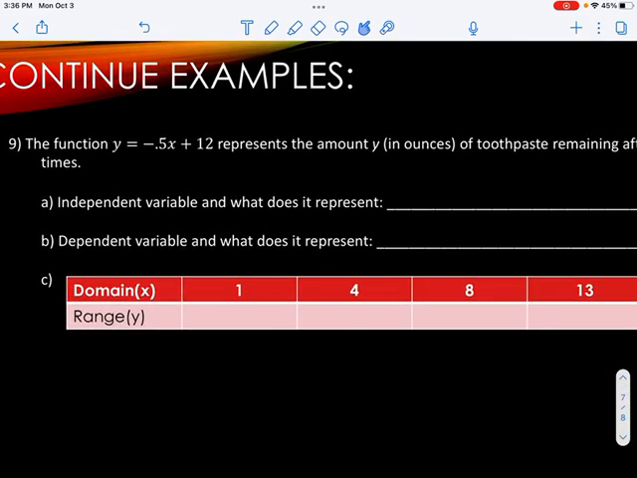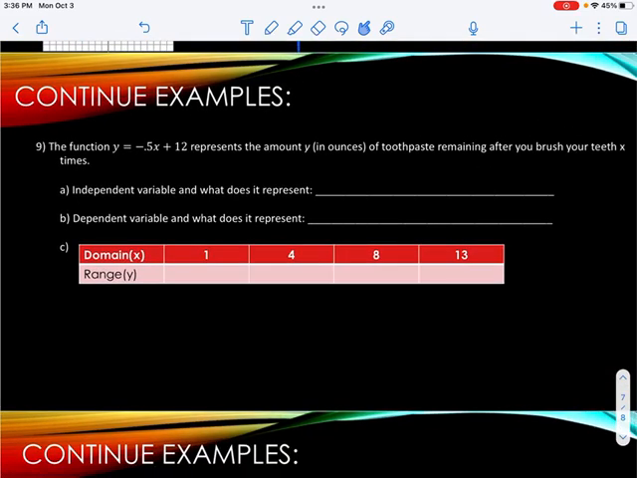Okay? Then we could say, let's put this into a story problem. So I have a function described by y equals -0.5x plus 12, which represents the amount y in ounces of toothpaste remaining after you brush your teeth x number of times. So when we look at this, what is the independent variable, and what does it mean? Remember, the independent variable is the part that drives the equation. It's the part where we could pick any value, and the dependent variable is the one that gets returned no matter what we plug in.